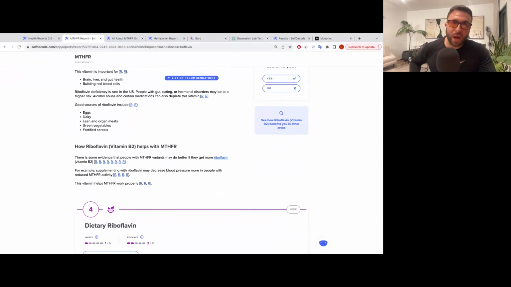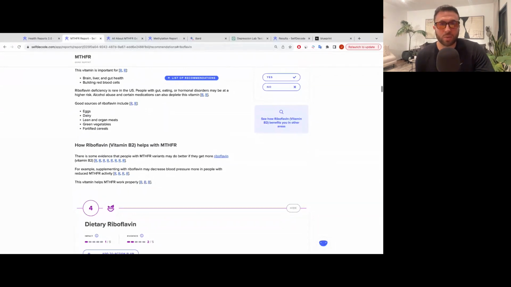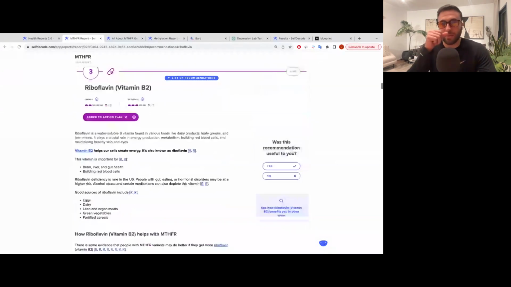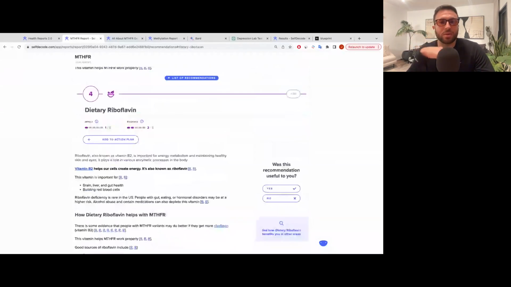Basically, riboflavin is a cofactor for MTHFR. A lot of these enzymes have a cofactor, and for MTHFR, that's riboflavin. So it would make sense that if you give more of the cofactor, the enzyme will work better. That's generally how it works. When you saturate the system with a cofactor, then the enzyme can work better. Either supplemental riboflavin or dietary riboflavin, both of them are going to do well. You don't need that much riboflavin in order to make MTHFR work better.